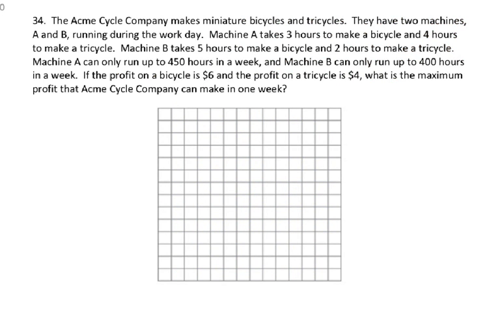Number 34, the Acme Cycle Company makes miniature bicycles and tricycles. They have 2 machines, A and B, running during the workday. Machine A takes 3 hours to make a bicycle and 4 hours to make a tricycle. Machine B takes 5 hours to make a bicycle and 2 hours to make a tricycle. Machine A can only run up to 450 hours in a week, and Machine B can only run up to 400 hours in a week. If the profit on a bicycle is $6 and the profit on a tricycle is $4, what is the maximum profit that Acme Cycle Company can make in 1 week?